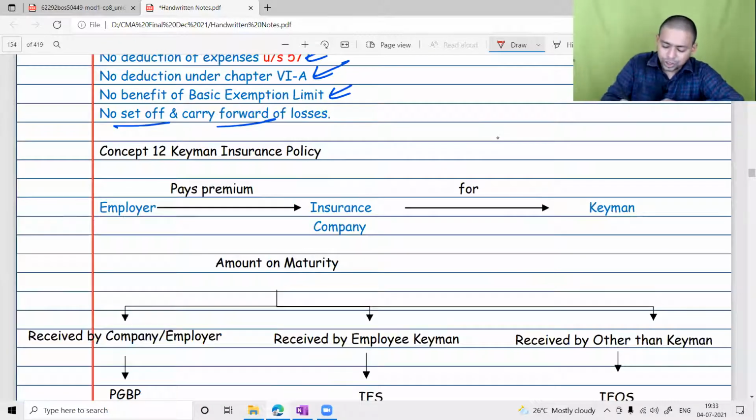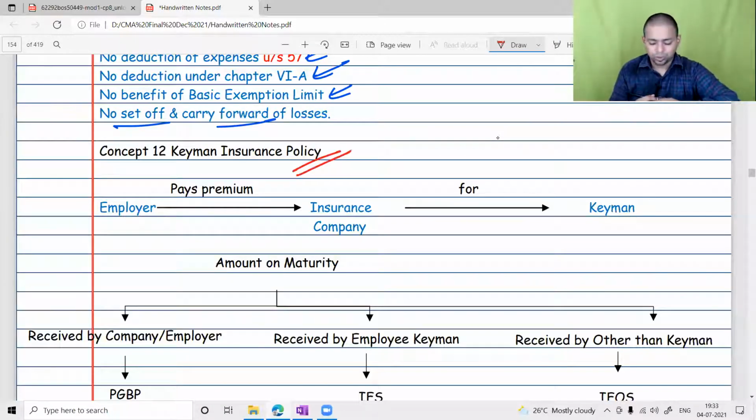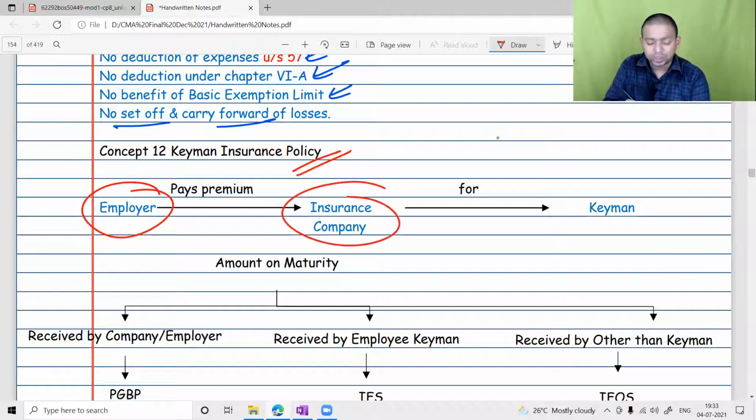Sir, in an organization, you have certain keyman insurance. Keyman insurance policies are taken by the employer. The employer pays the premium to the insurance company on behalf of the keyman. So who is the keyman? Keymen are the important personnel for the organization. If tomorrow something happens to this person, the organization will suffer huge losses. Therefore, to protect itself, the employer pays the premium to the insurance company for the safety of the keyman.